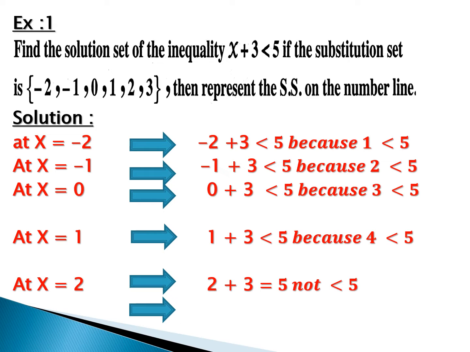Then at x = 2, we have 2 + 3 = 5, not less than 5, so x = 2 doesn't satisfy this inequality. At x = 3, we have 3 + 3 = 6, greater than 5, also not satisfying the inequality.